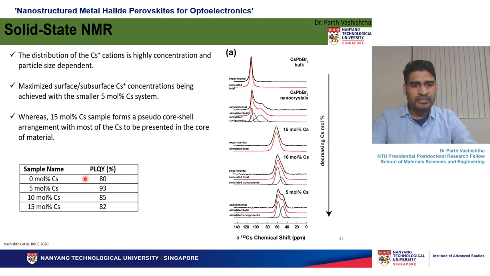And as we can see here in photoluminescence efficiency, this is the photoluminescence quantum yield, which is basically the amount of photons coming out from the material relative to the photons we are exciting it with. We can see the 5 mole % cesium shows the highest photoluminescence quantum yield of 93%. That is directly correlated to the surface cesium passivation here, which was evident by solid state NMR.